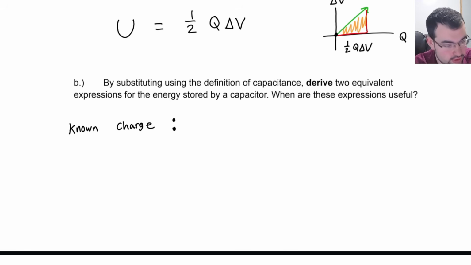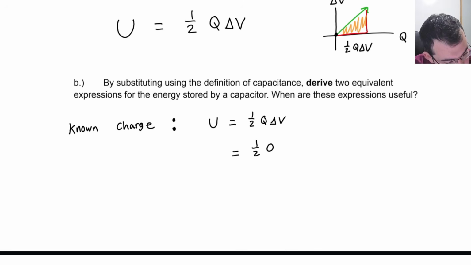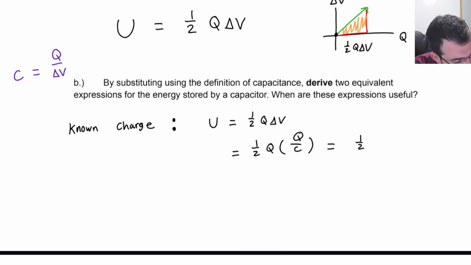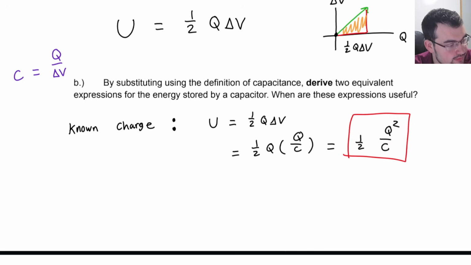So if there's a known charge, that means we can use the fact that U is equal to 1/2 Q delta V, which is equal to 1/2 Q. And since we know that the definition of capacitance tells us C is equal to Q over delta V, we can replace delta V with Q over C to get 1/2 Q squared over C. So if charge is fixed, if you know the charge only, usually it's helpful to look at this one.